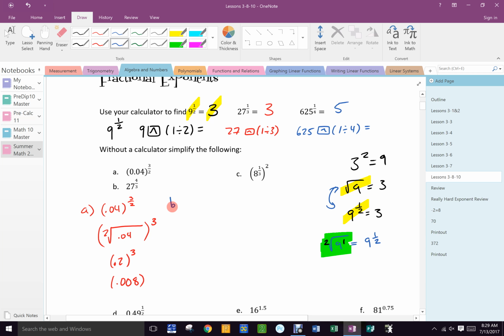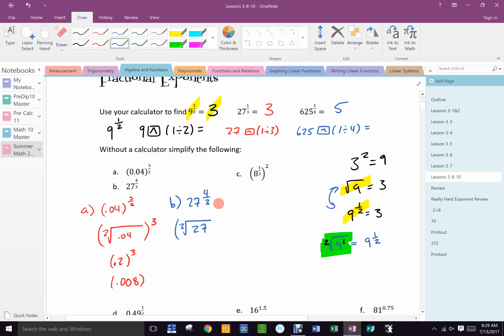Let's check B. 27 to the 4/3. Where does that denominator go? To the index. So I'm looking for a cube root of what number? 27. And what power am I going to put that to? 4.